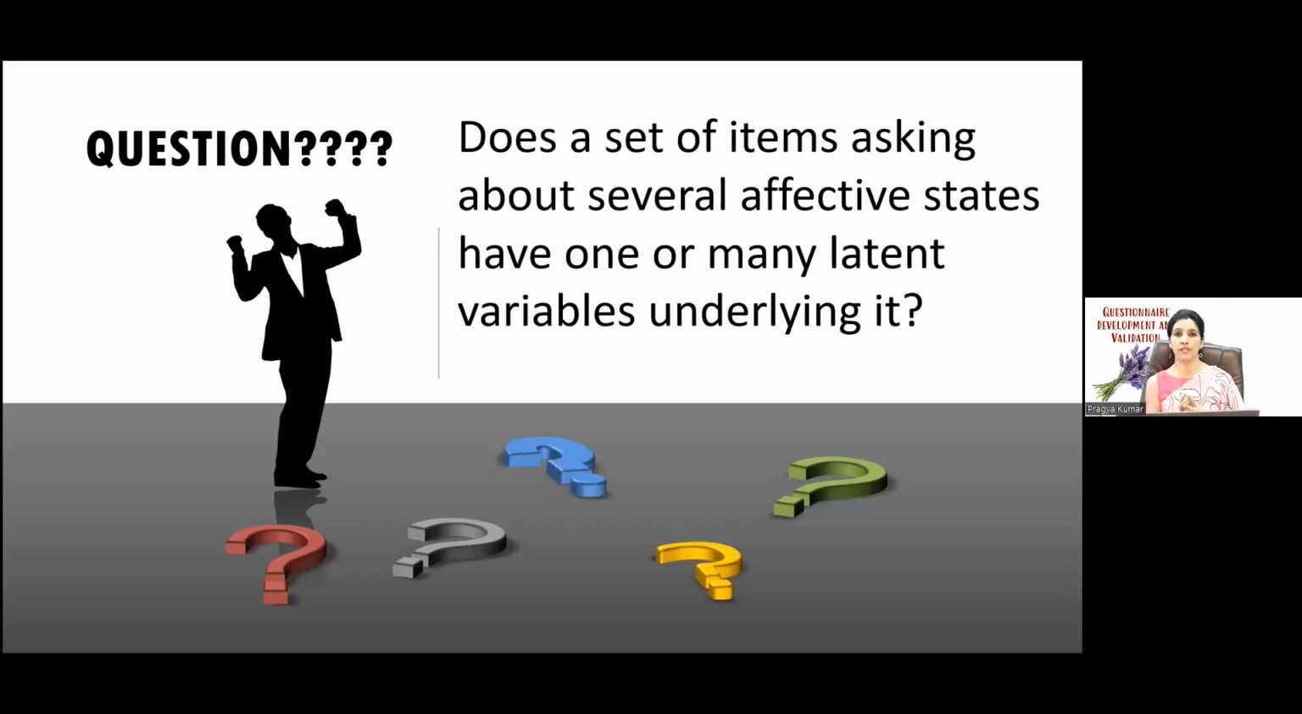So the question is there in front of us: does a set of items asking about several affective states have only one latent variable or many latent variables underlying it?